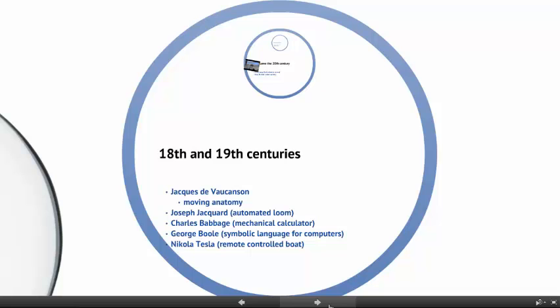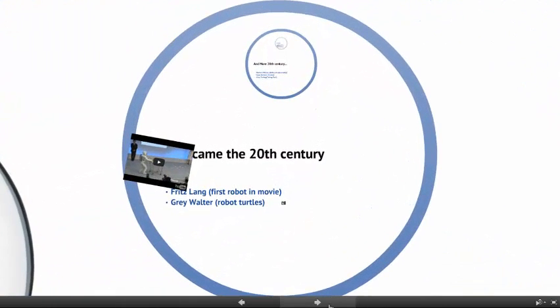Nikola Tesla created the first remote-controlled boat, the Tesla coil, and a number of different amazing inventions as well. So we start to see the advancement of these interesting and very intriguing autonomous items that, even if they're remotely controlled or programmed and then do very simple things, are leading up towards the robots that we think of today. And then we have the 20th century.